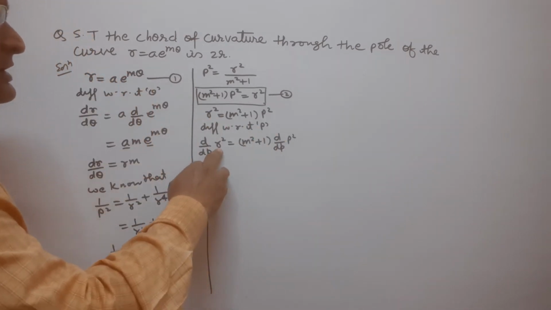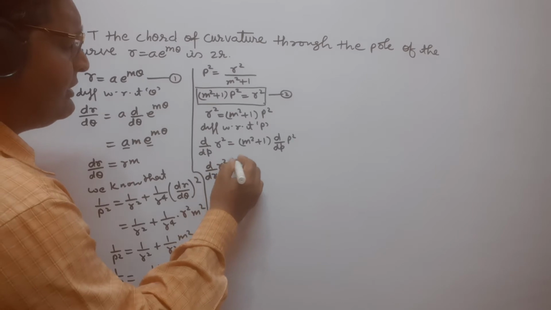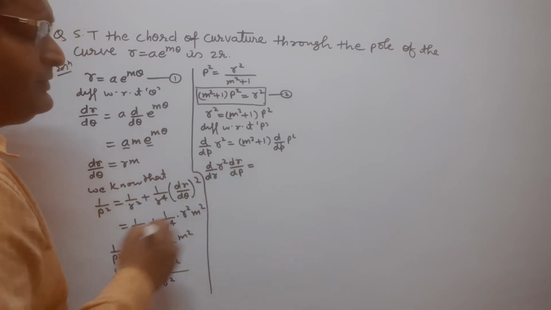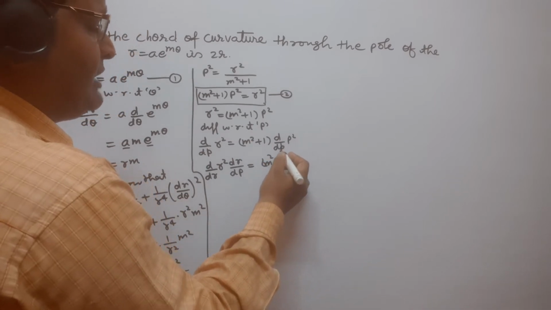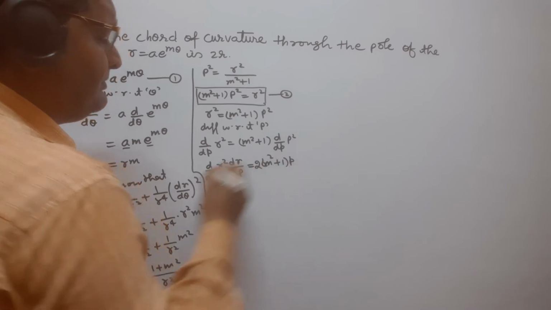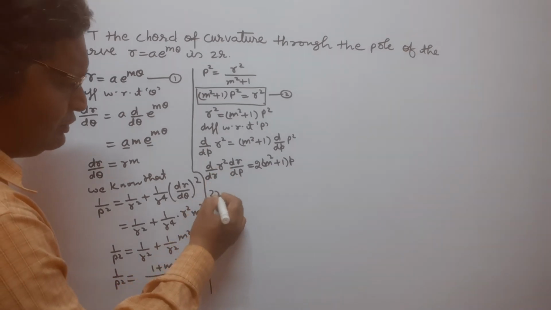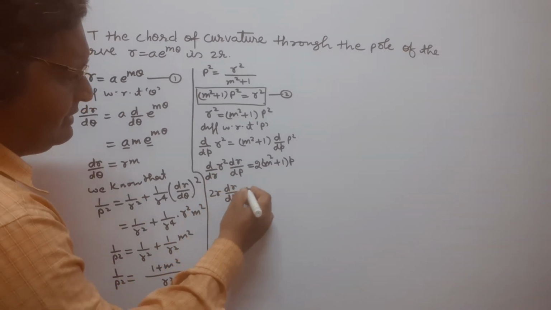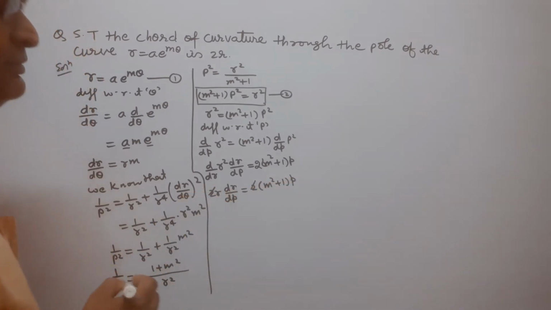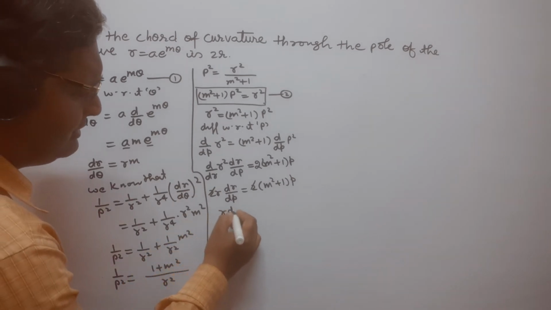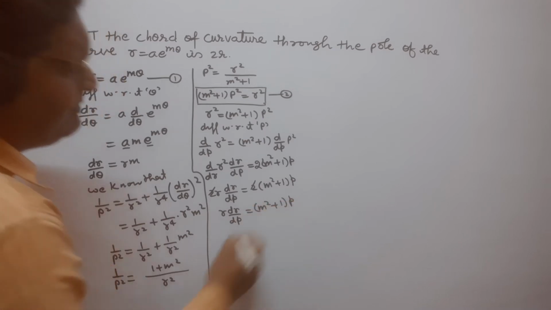Now we differentiate r square with respect to p, so this can be written as d by dr of r square multiplied by dr upon dp. On the right hand side, we have m square plus 1, and the differentiation of p square with respect to p is 2p. So the differentiation of r square with respect to r is 2r, so 2r dr by dp is equal to 2 times m square plus 1 into p. So 2 from the left and right both cancel. So r dr upon dp is equal to m square plus 1 multiplied by p.